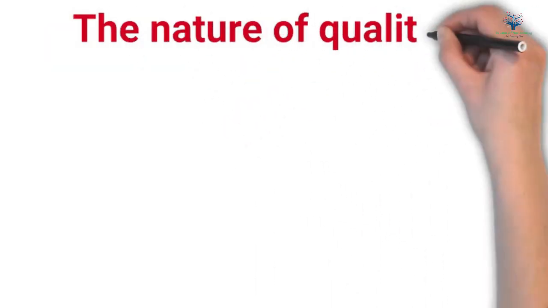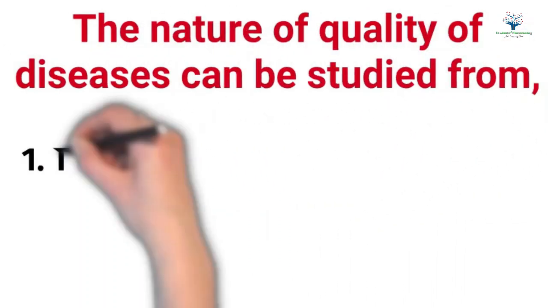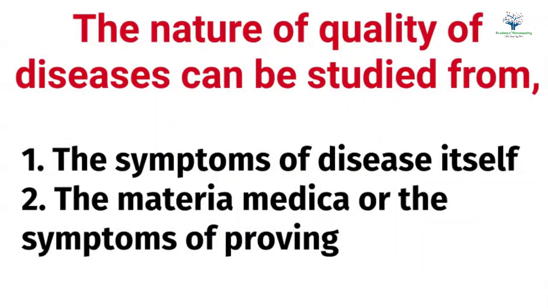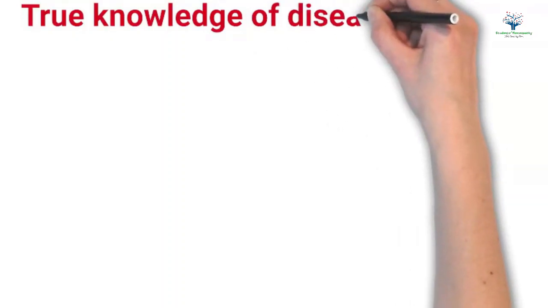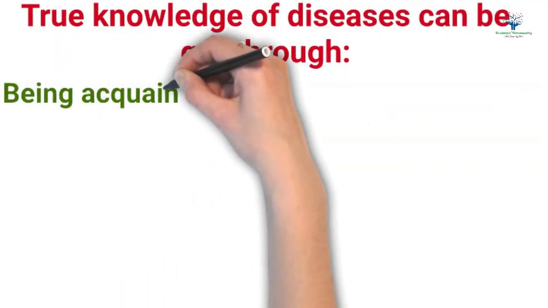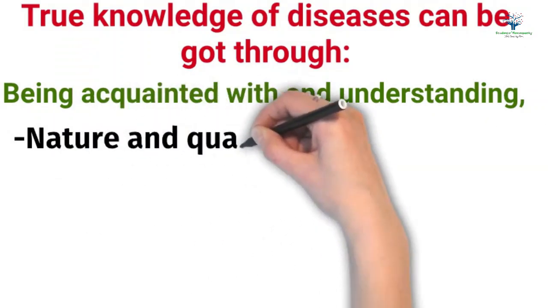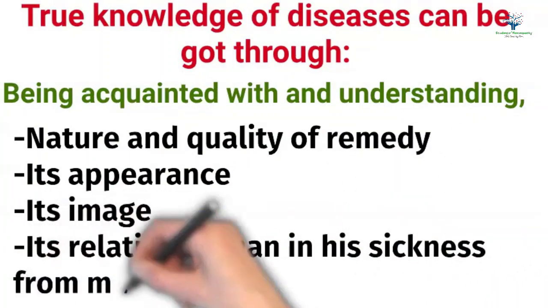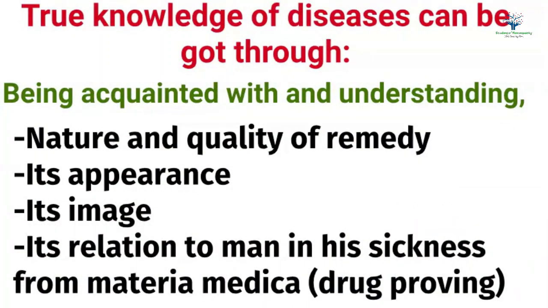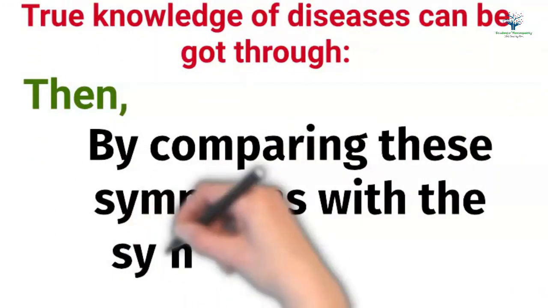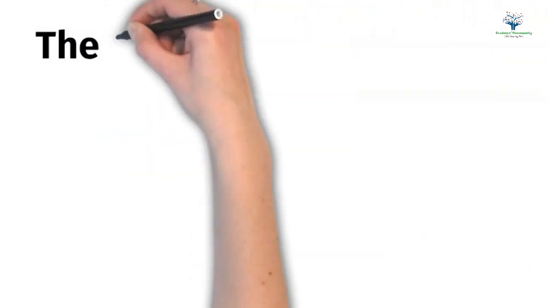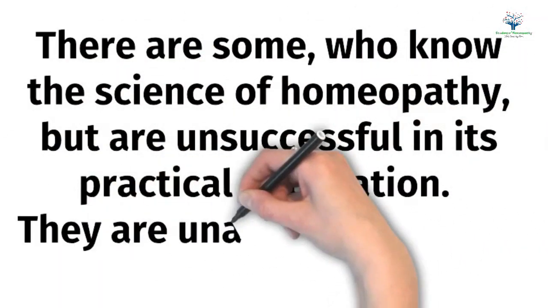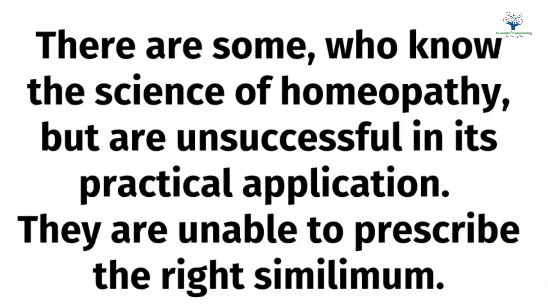The nature and quality of diseases can be studied from the symptoms of the disease itself and the symptoms of proving. The true knowledge of diseases can be got through being acquainted with and understanding the nature and quality of the remedy, its appearance, its image, and its relation to man in his sickness from the materia medica, that is, drug proving, and then by comparing those symptoms with the symptoms of the sick. There are some who know the science of homeopathy but are unsuccessful in its practical application. They are unable to prescribe the right simillimum.